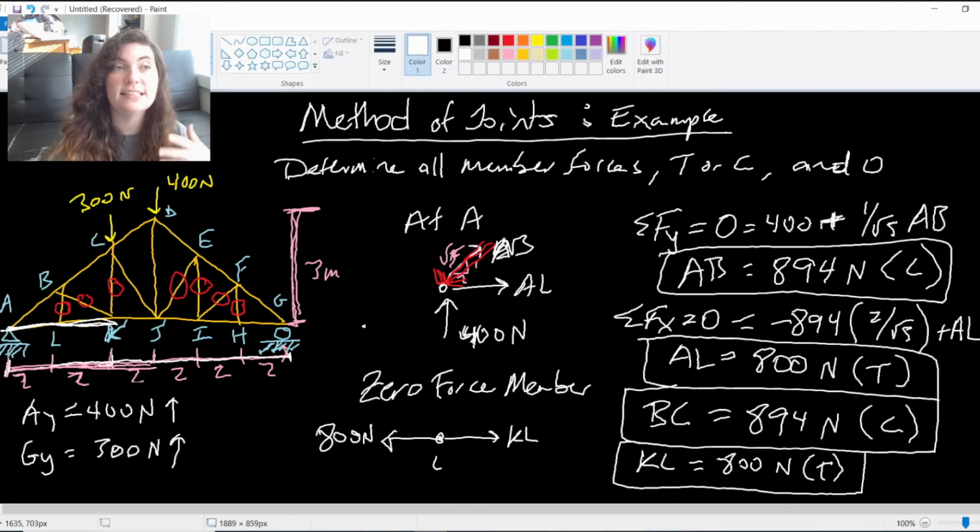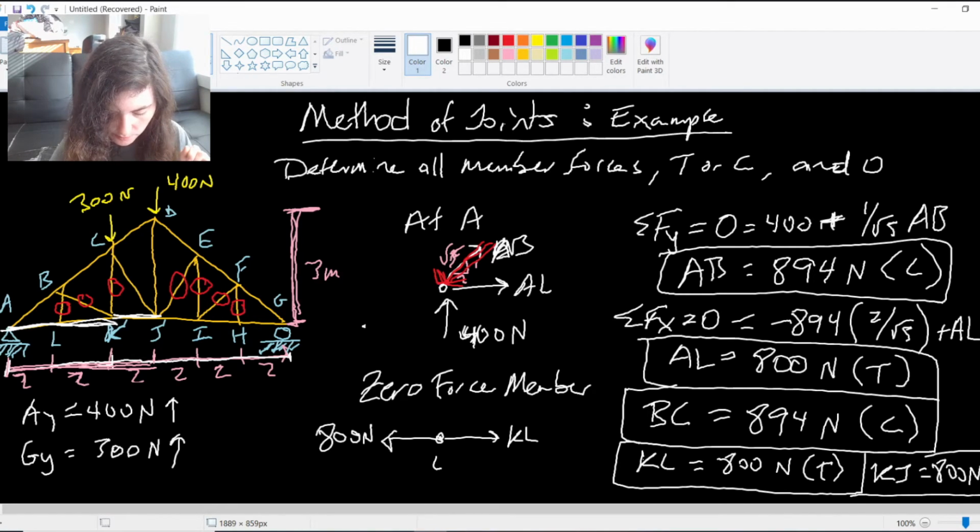And then again, by that same thought process, if I bring it on down, again, there's no connections. There's zero force members at K, so it's only KL and KJ that have the forces. So KJ also must be 800 newtons in tension. So just from knowing the zero force members and solving at joint A, I was able to get 5 different members solved of my truss.